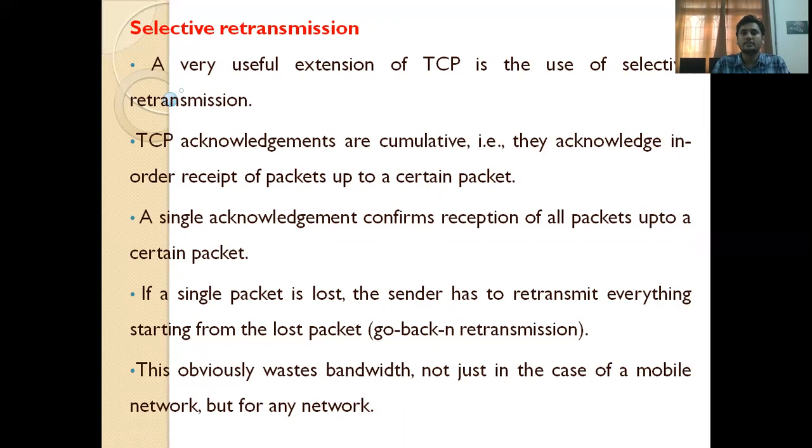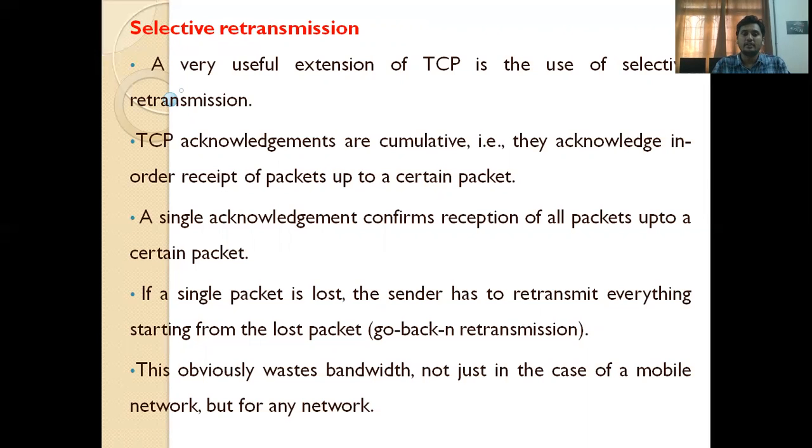A very useful extension of TCP is the use of selective retransmission. The TCP acknowledgements are cumulative, that is, they acknowledge in-order receipt of packets up to a certain packet. A single acknowledgement confirms the reception of all packets up to a certain packet. If a single packet is lost, the sender has to retransmit everything starting from the lost packet, go-back-N retransmission. If a single packet is lost, there is no need to send all the packets again and again.